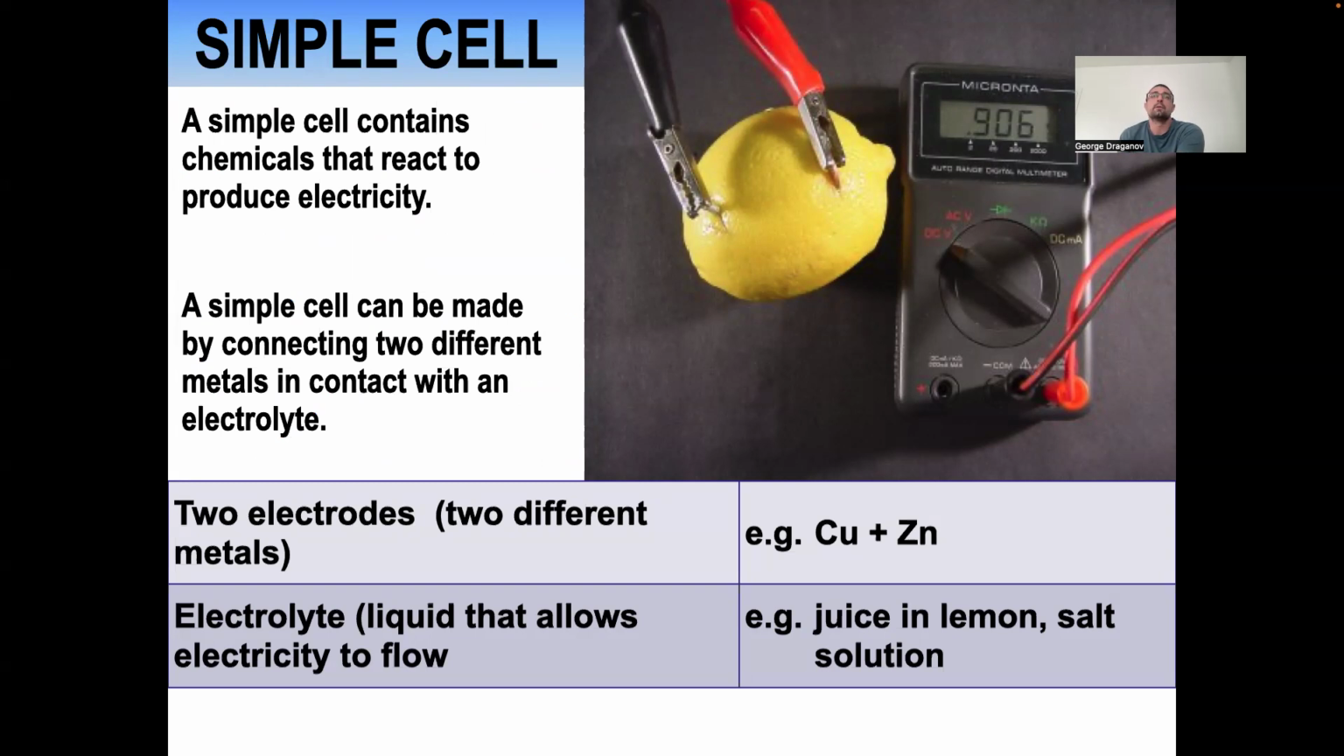So here we have a lemon. We have two different nails, a copper and a zinc one. And the electrolyte is the lemon juice in the middle. So that allows the ions to flow. And the copper is less reactive, zinc is more reactive. So when you connect them, the zinc will spontaneously be giving away its electrons to the copper. And it'll create a potential difference. That's what a cell is.